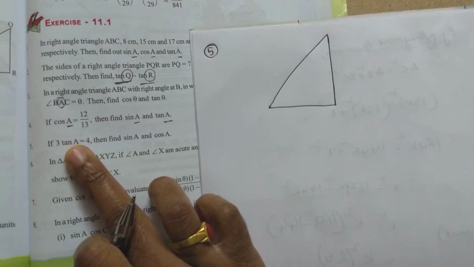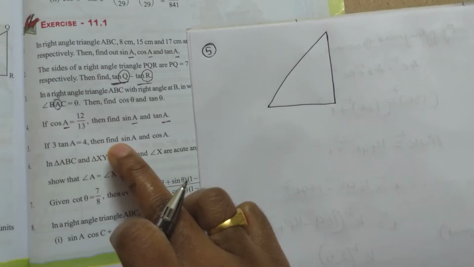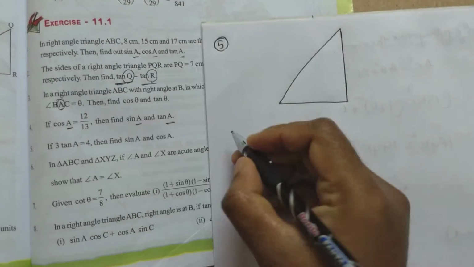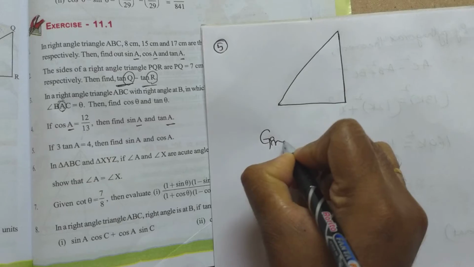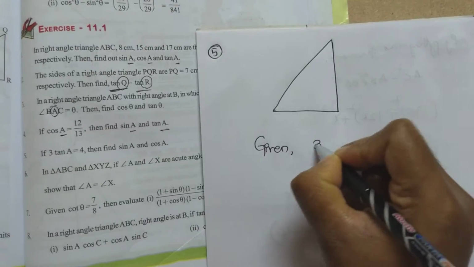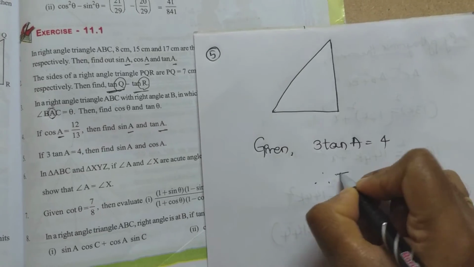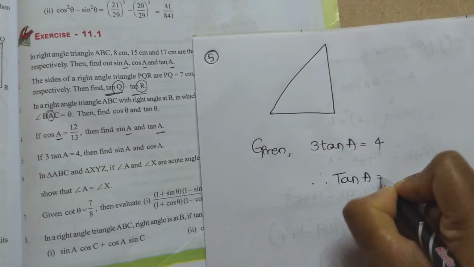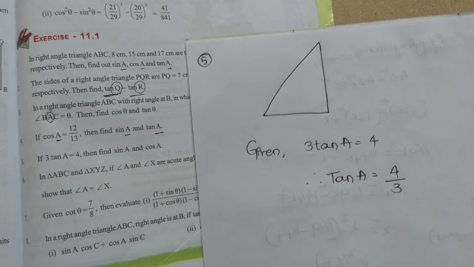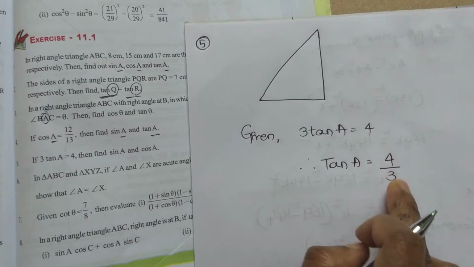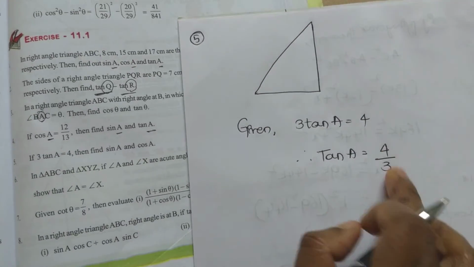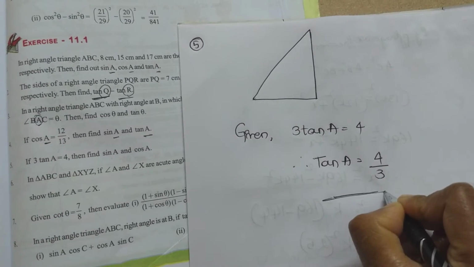If 3 tan A equals 4, then find sin A and cos A. See here, what did they give? 3 tan A equals 4. Therefore, tan A equals 4 by 3. I am sending 3 to the right hand side, it becomes divide. So the tan A value is 4 by 3.